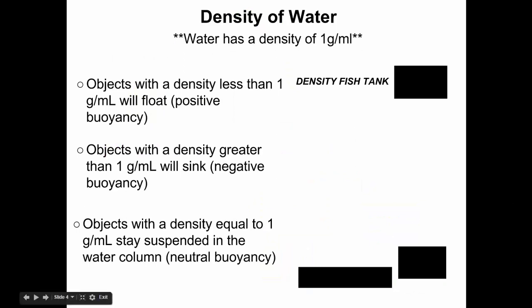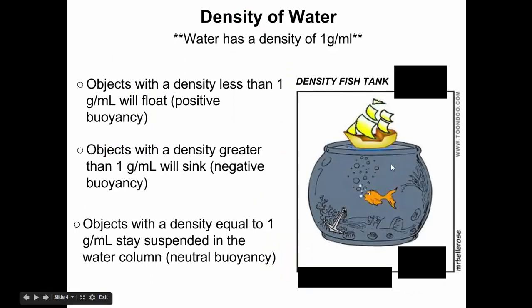So let's talk about the density of water. Water has a density of 1 gram per milliliter. So every milliliter of water has a mass of 1 gram. Objects with a density of less than 1 gram per milliliter will float. They'll have a positive buoyancy. Objects with a density greater than 1 gram per milliliter will sink.